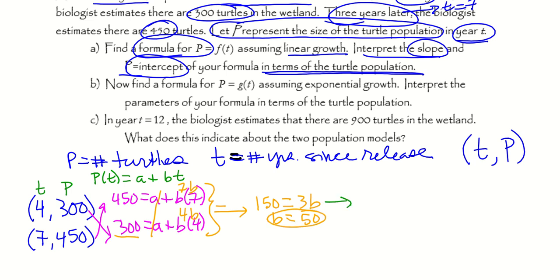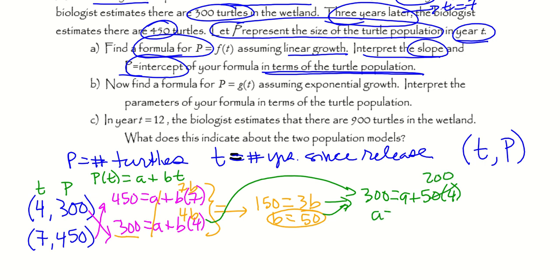Now I'm going to substitute, taking one of my equations. I'll take this one along with my b, and I get 300 equals a plus 50 times 4. 50 times 4 is 200, so that gives me a equals 100. Putting those together, my equation says that my population of turtles should be modeled by the equation 100 plus 50t.